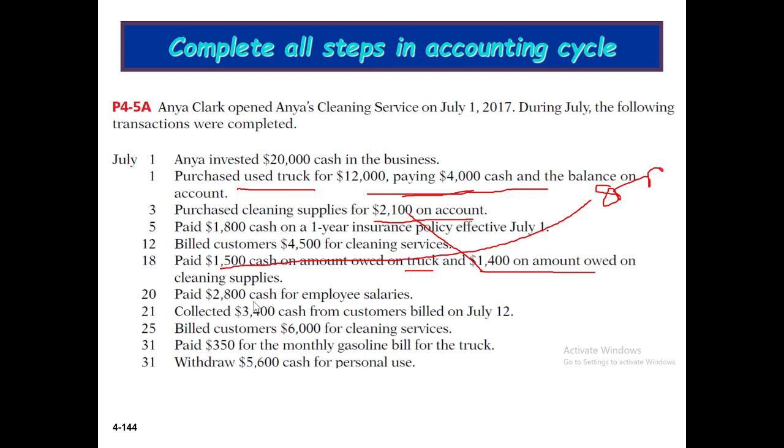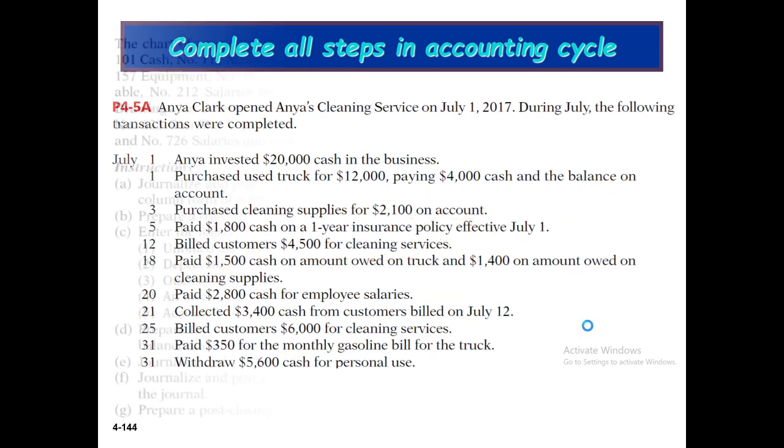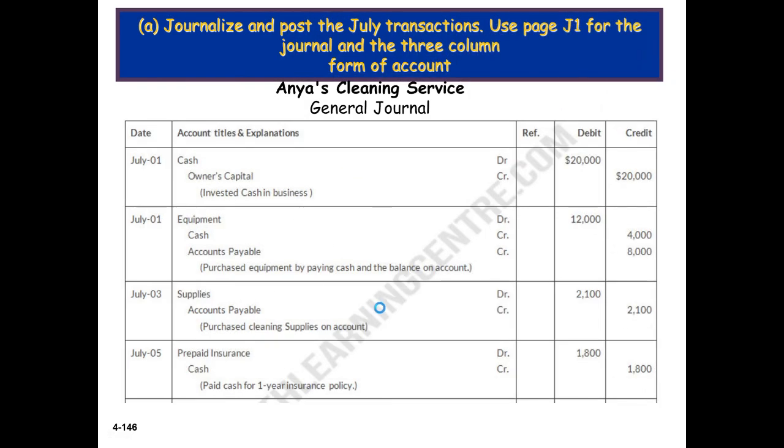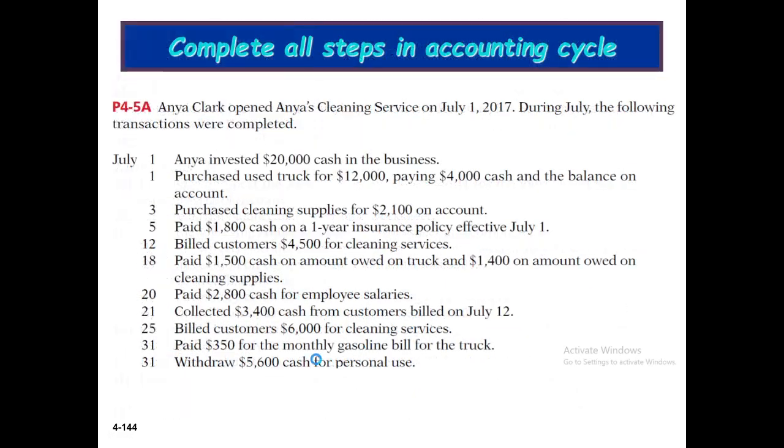Now paid 2,800 cash for employee salary. For this transaction, paid means cash credit, and employee salary means salaries expense debit. Okay, you can look here, salaries and wages expense debit and cash credit.